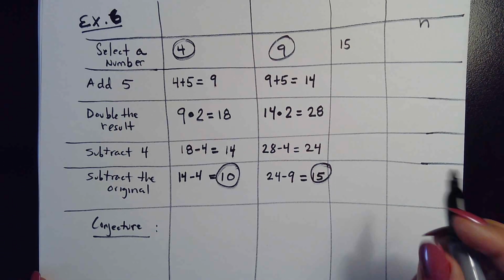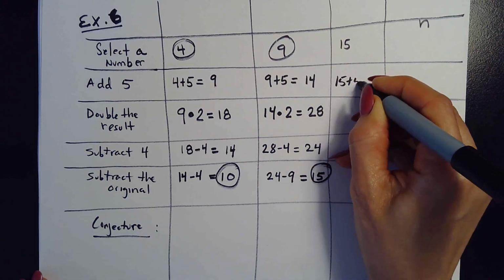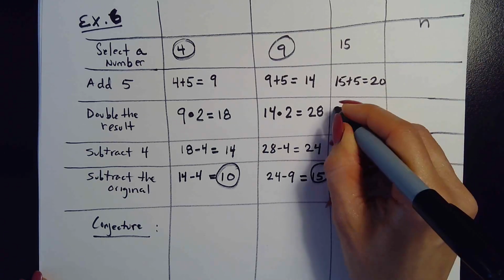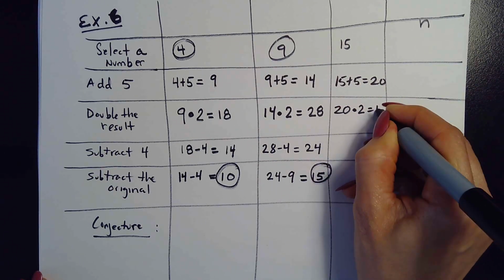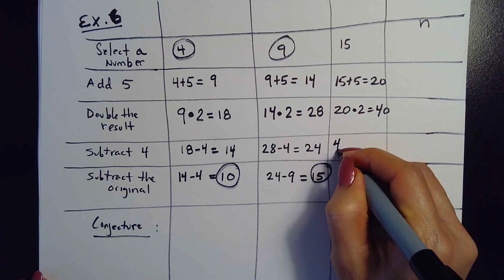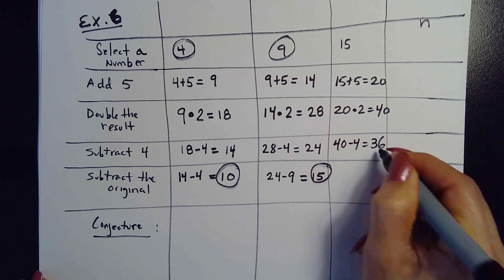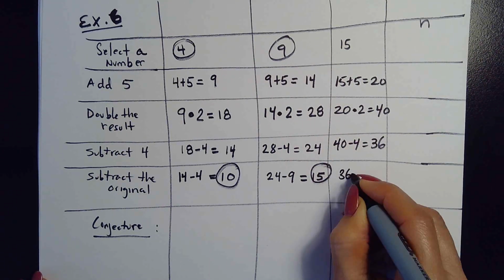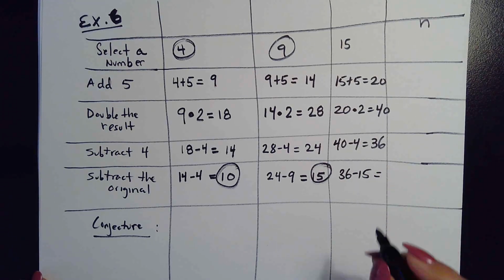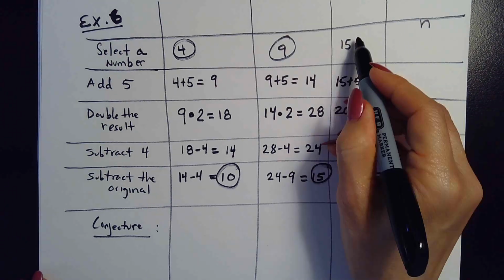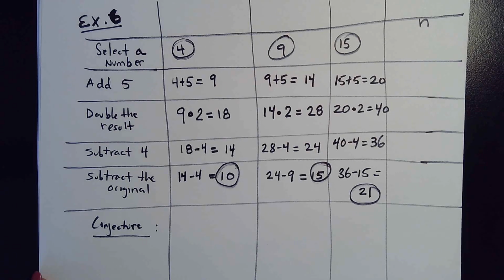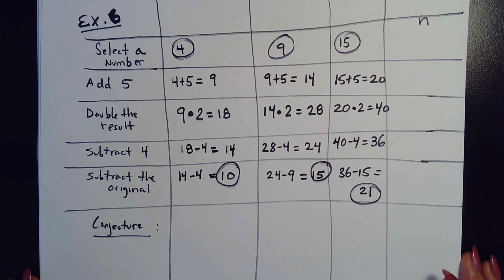Now let's look at 15. 15 plus 5 equals 20. 20 times 2 equals 40. 40 minus 4 equals 36. And 36 minus 15 is equal to 21. And so again, the process increased the original number by 6. It looks like the conjecture is going to be that the process increases the original number by 6, right?